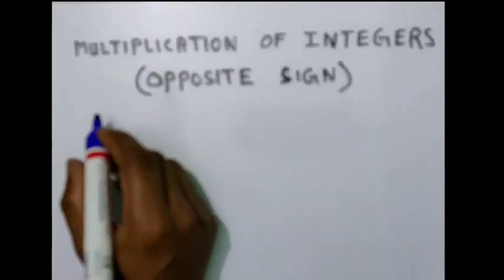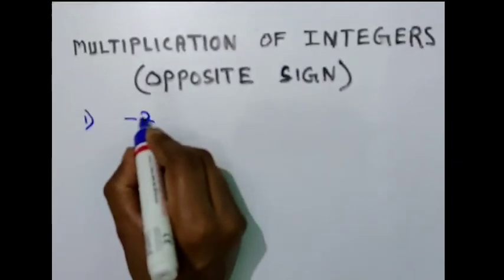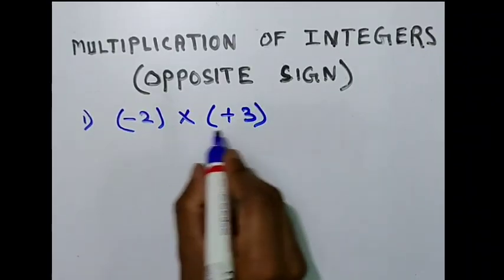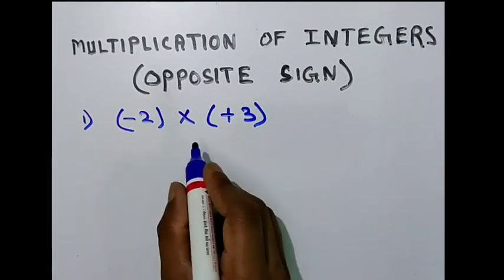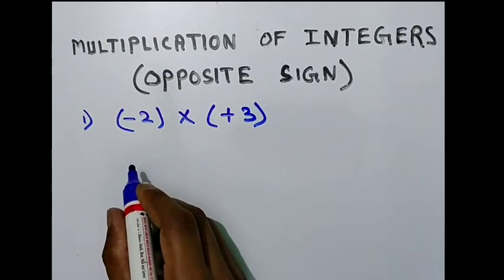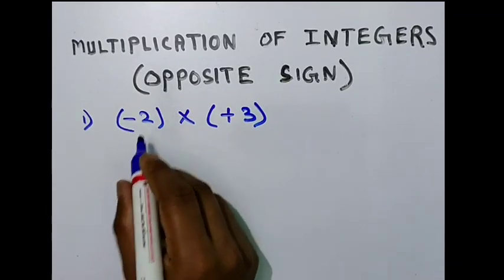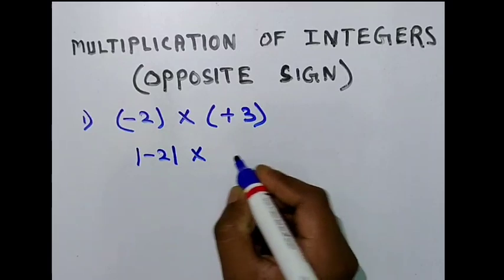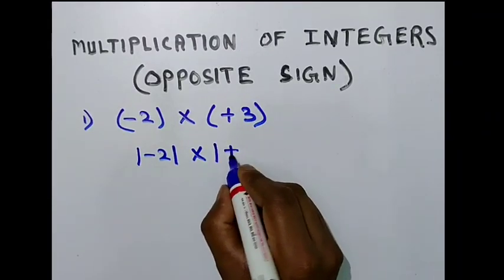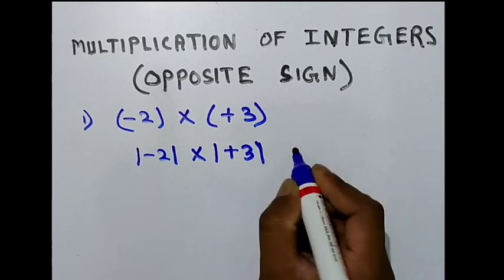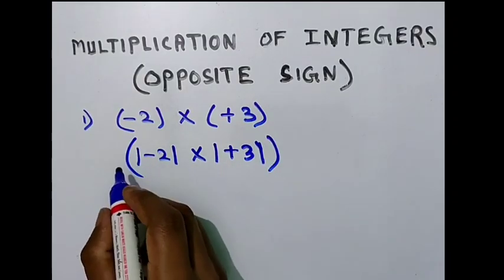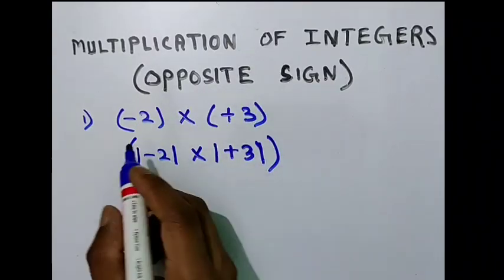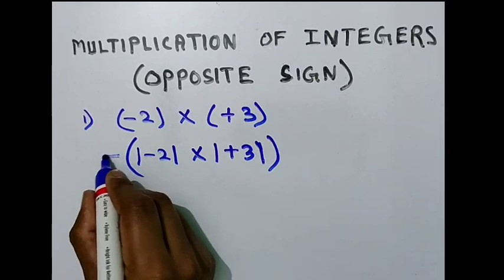So let's take for example negative 2 multiplied by positive 3. So here the signs of the integers are opposite, not the same. So here also we'll apply the same method. We'll first find the absolute value of the two integers and then multiply them. So absolute value of 2 and absolute value of 3. And what will be the resulting sign? When two opposite signs are multiplied, the result is a negative integer. So we'll put a negative sign.